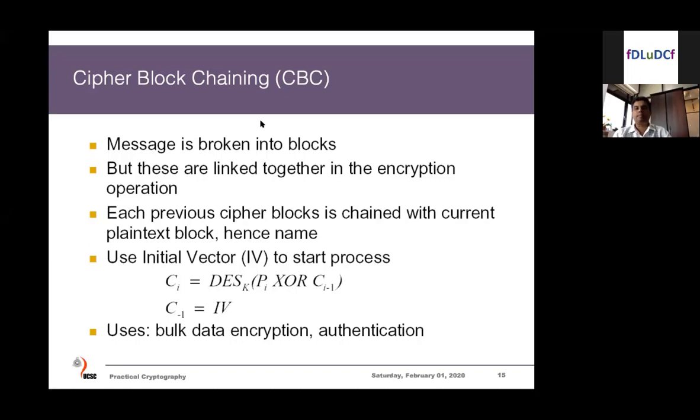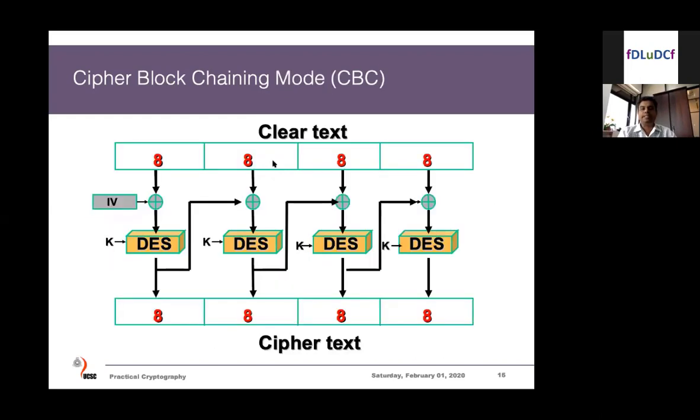CBC, cipher block chaining mode, is widely used. Cipher block chaining mode takes all the data and links the blocks to each other using some mechanism. It uses another input parameter called the initial vector in addition to the security key. It is suitable for bulk encryption as well as communication. So let's have a close look at how cipher block chaining mode works.